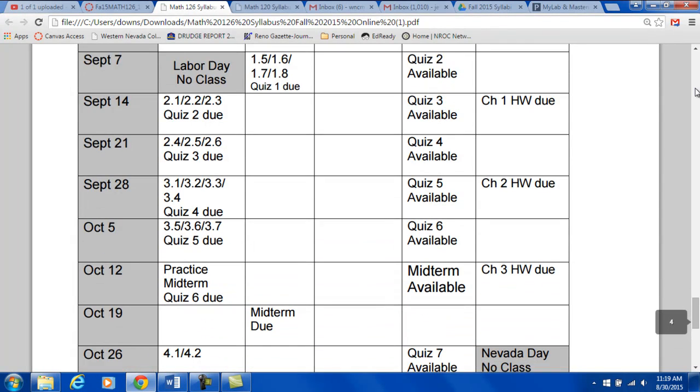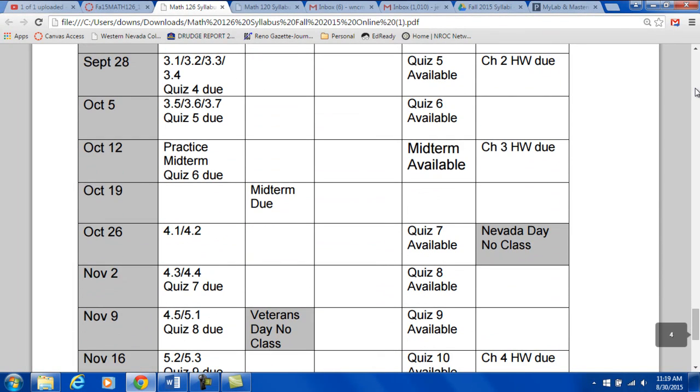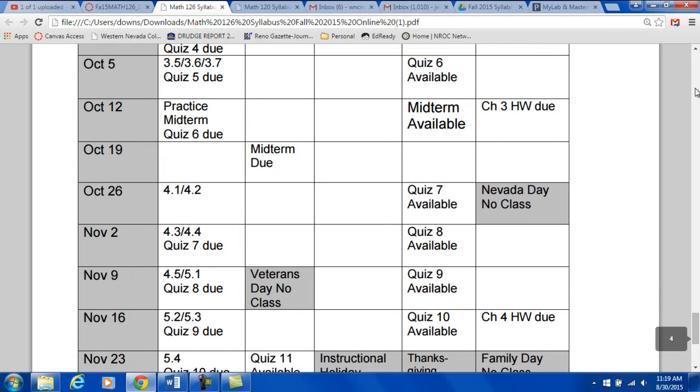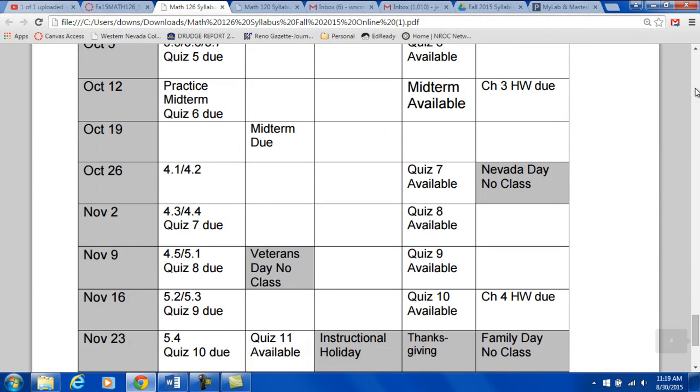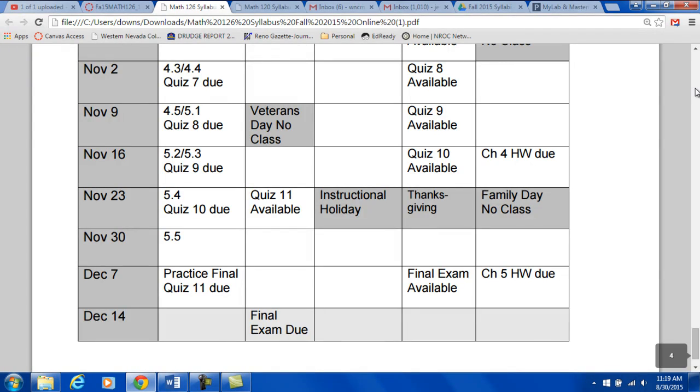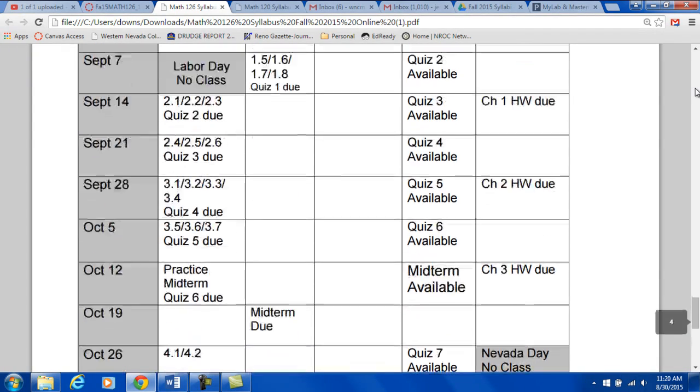Chapter 3, we're going to get into polynomials, and Chapter 4, different types of functions and graphs. Chapter 4, we're going to get into things like Descartes' rule and others, more polynomials. Chapter 5, we get into exponential and logarithmic equations. So that's our semester in a nutshell. That's our syllabus.